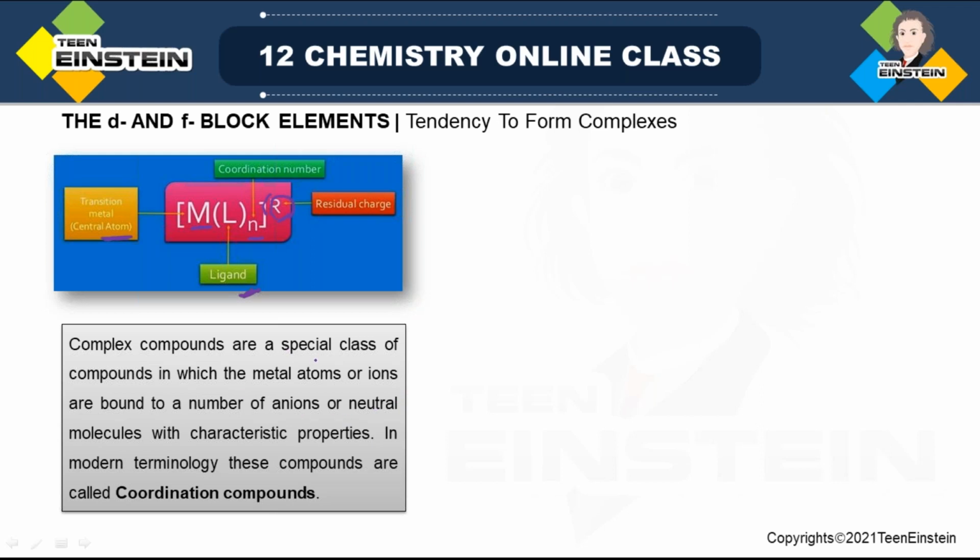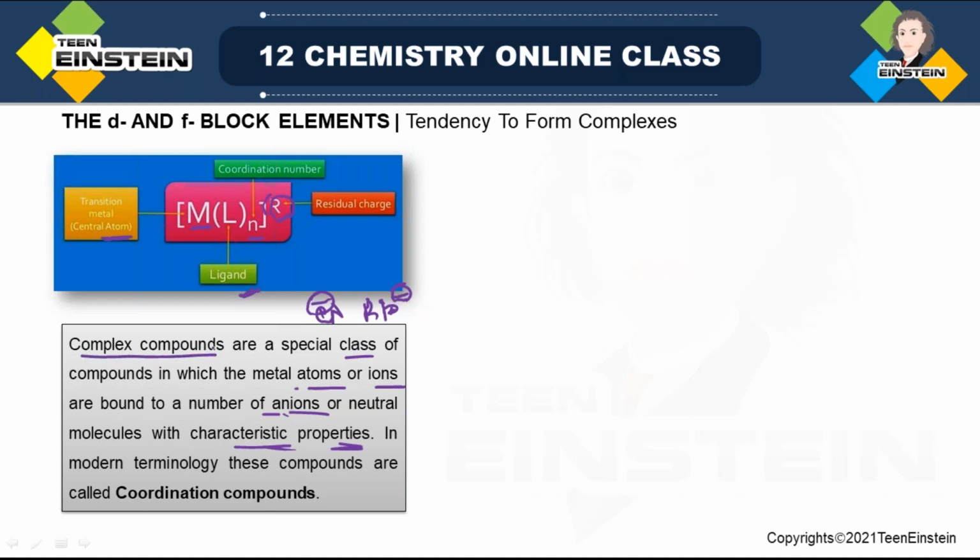So these complex compounds are a special class of compounds in which metal atoms or ions are bound to a number of anions or neutral molecules. Anionic ligand examples are CN minus, Br minus. Neutral ligand examples are NH3, that is ammonia, and water. Both are possible. They are bound with characteristic properties, because there is a specific geometry, tetrahedral or octahedral arrangement. These two arrangements are most common, so that is why I am giving examples of these two.